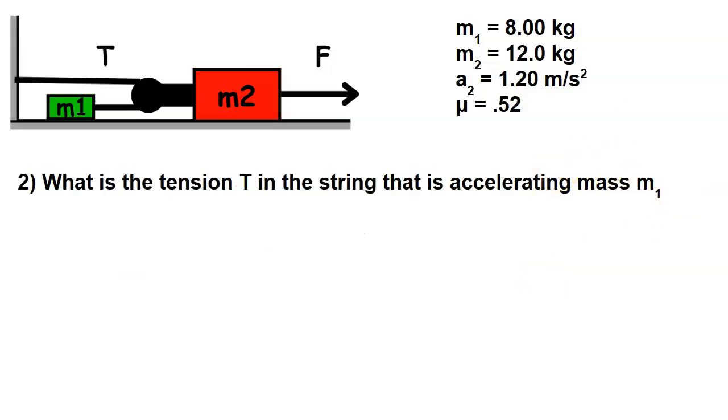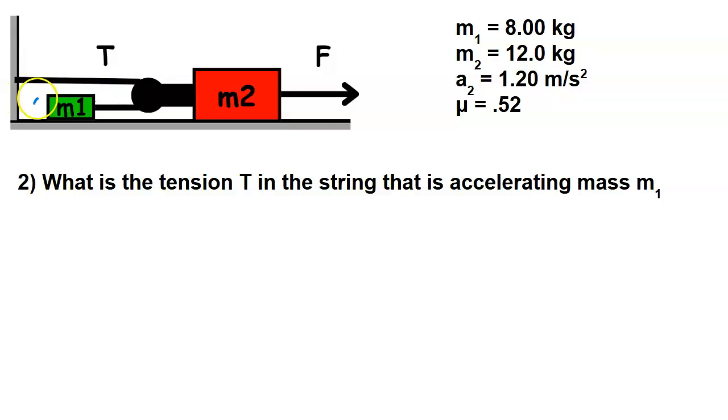Now we're going to take a look at question 2. In question 2, they want to know what is the tension in the string that is accelerating mass M1. So assuming mass M2 has this acceleration, and we know we calculated the acceleration of mass M1, what is the tension force to cause that acceleration? Now, there is also some friction here, so we have to take that into consideration.